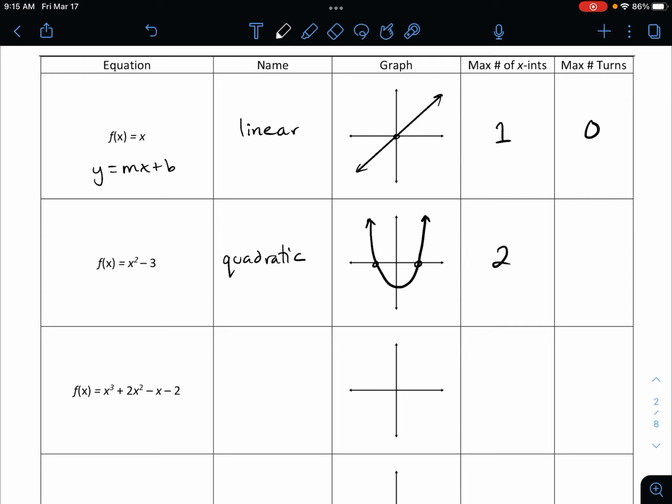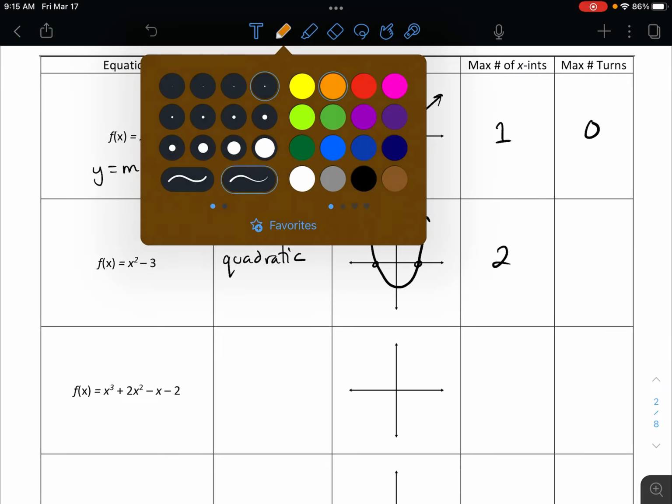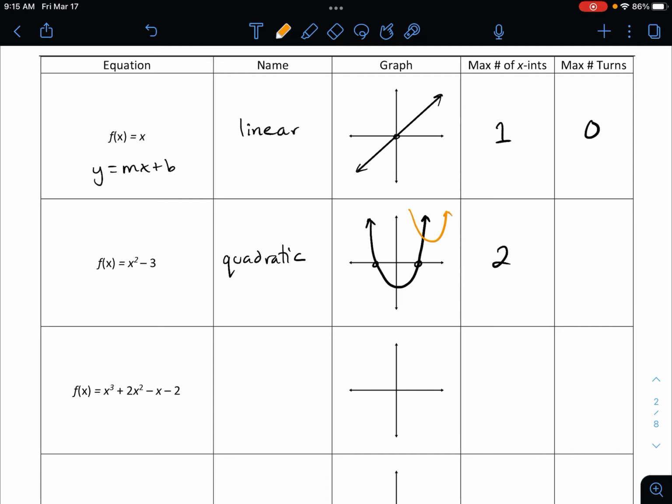Now, not all quadratics have 2 x-intercepts, right? We've done problems where maybe we had a graph that only has imaginary solutions, right, like this. So when we talk about max number of x-intercepts, that's the maximum possible. It doesn't mean that we're required to have that many x-intercepts. You could have graphs that have 1 or 0. It just depends on the problem. All right, so it's just something to think about.